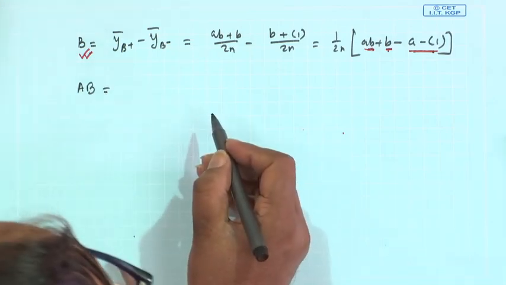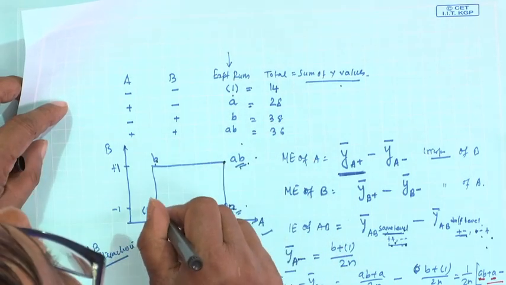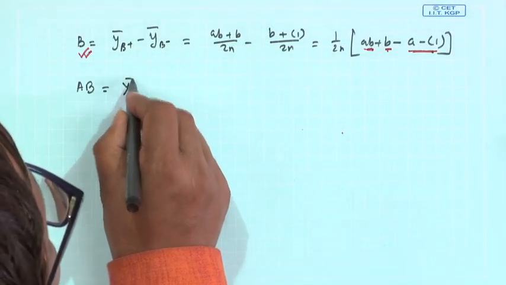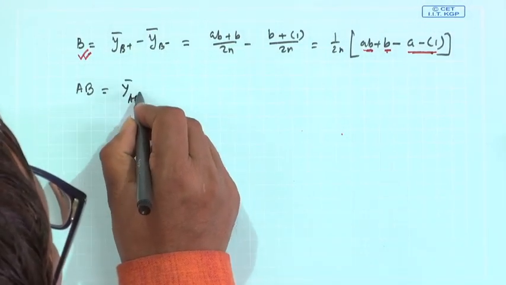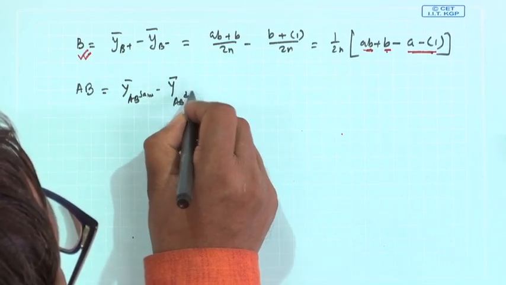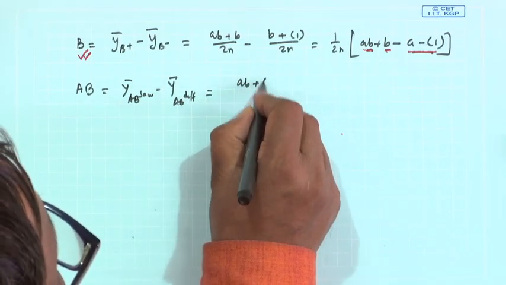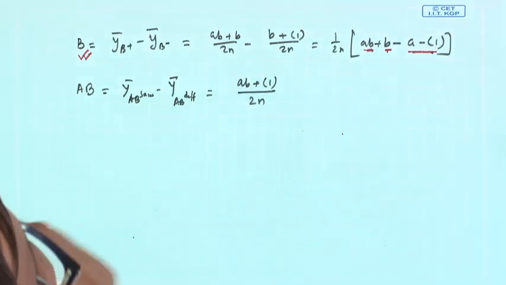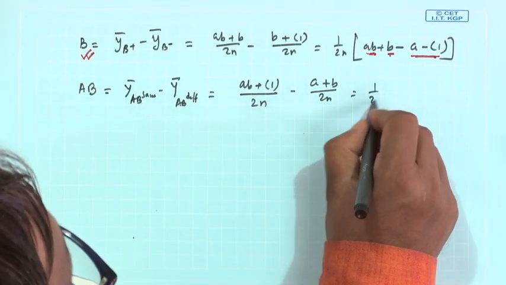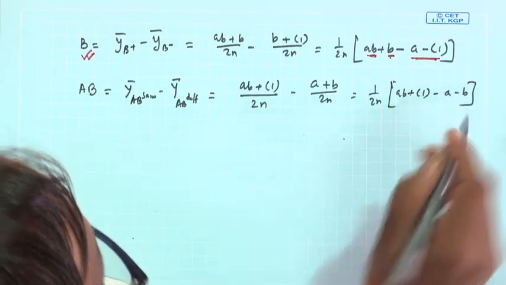Okay. Now, what will be the AB effect? The AB effect is when both are at the same level, that means either high or low, and both at different levels. So, y bar AB same minus y bar AB different, that is what I said. So, same means ab plus 1 divided by 2n minus a plus b by 2n. So, this will be 1 by 2n into ab plus 1 minus a minus b.